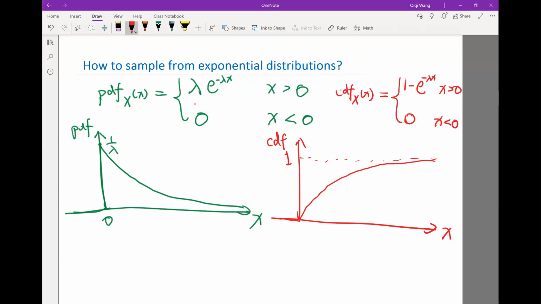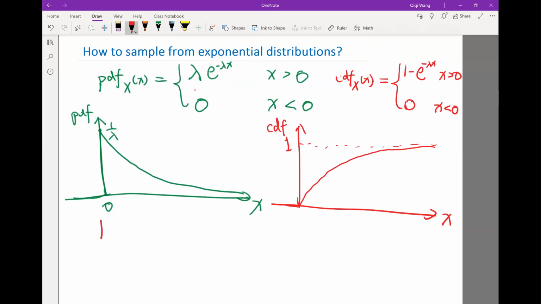Now, the second method we are discussing here is the inverse CDF method. It uses a very interesting property of the CDF. Now, what you're looking at is this.